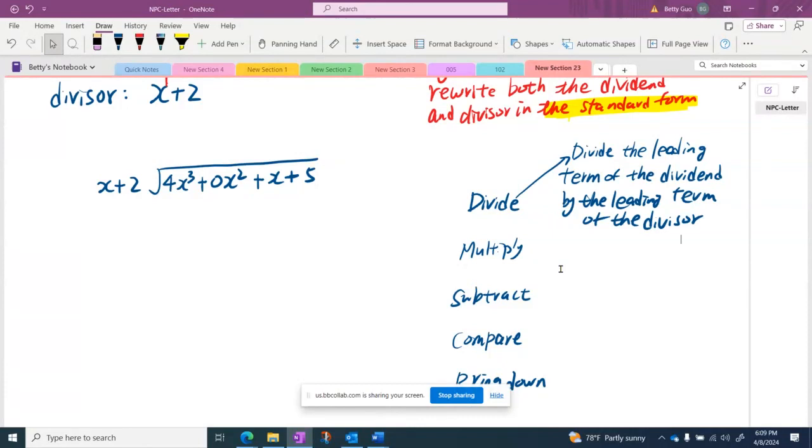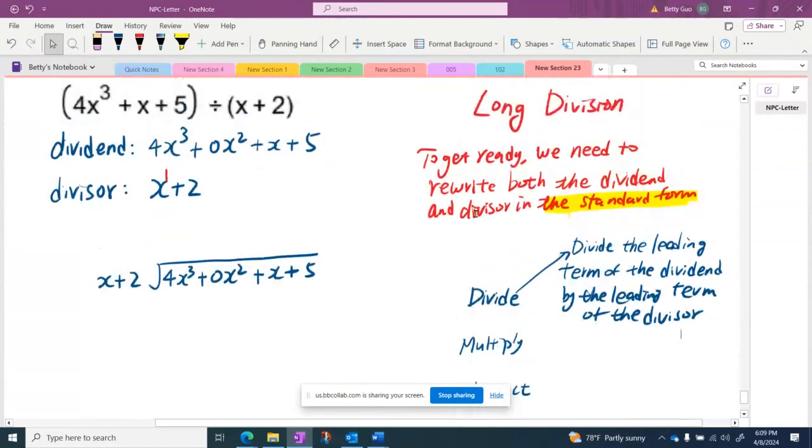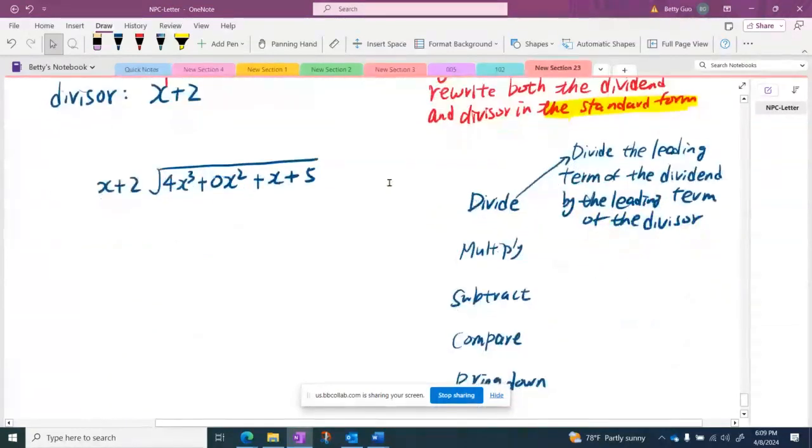There is a box method for dividing polynomials. In some cases, that method works very well, but in general, it's not very intuitive. So I cover long division for the division of two polynomials in a case the divisor is not a monomial. So divide the leading term of the dividend by the leading term of the divisor. Let's follow the rule, follow the instruction.